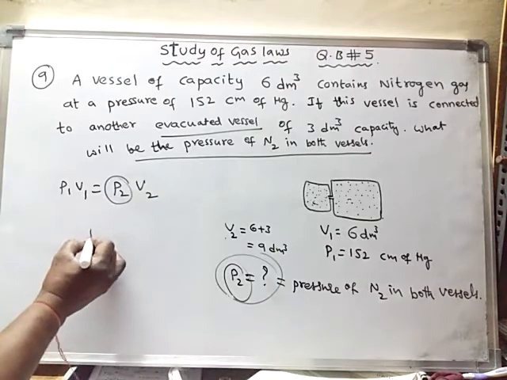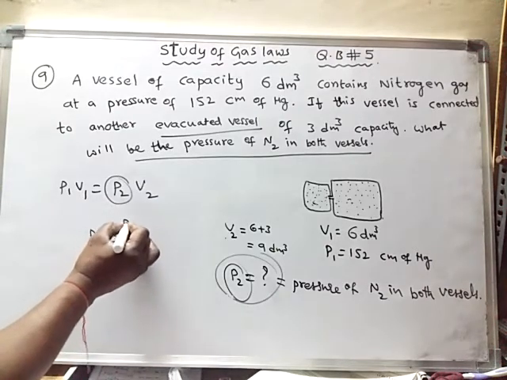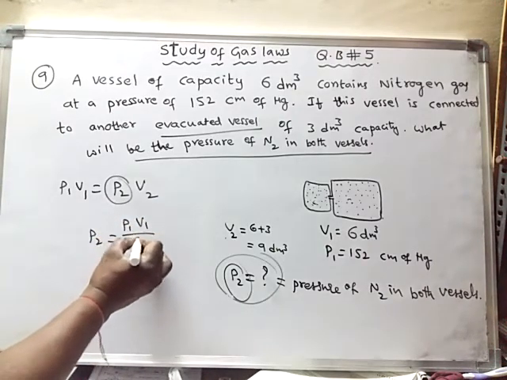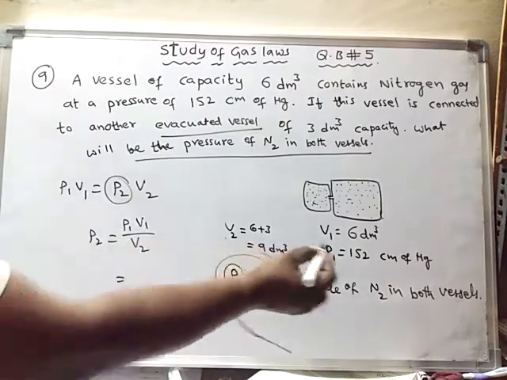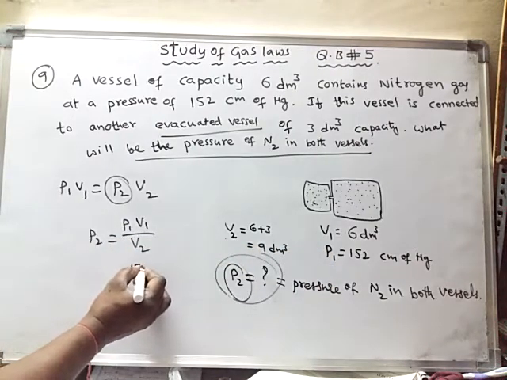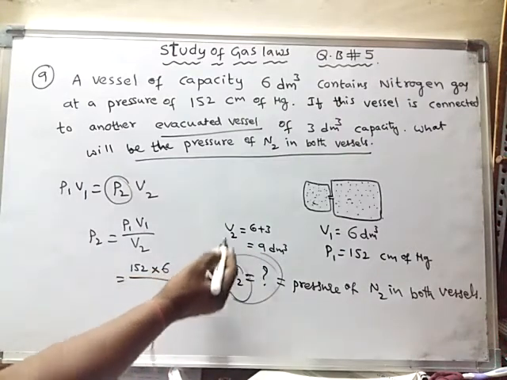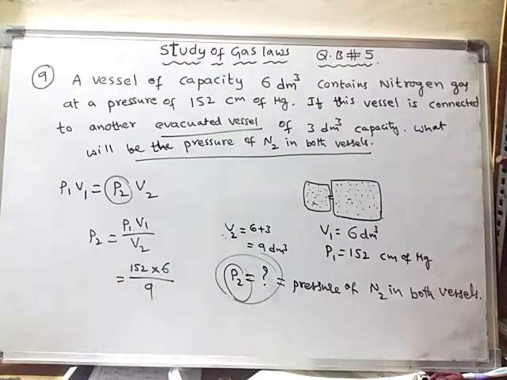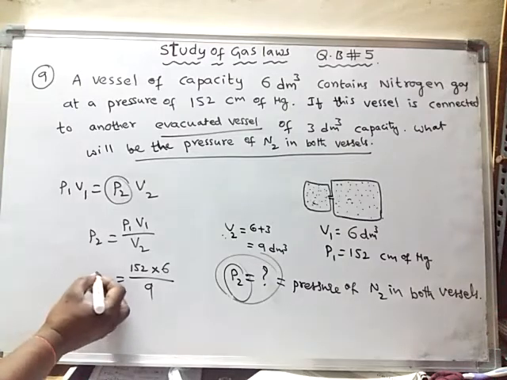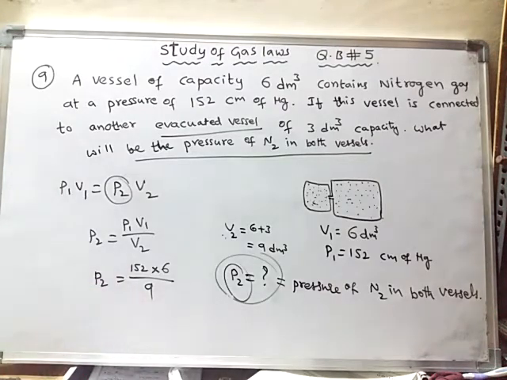So P2 will be equal to P1 V1 by V2. What is P1? P1 is 152. What is V1? 6. And what is V2? V2 is nothing but 9. So we will get the final pressure P2. That final pressure is nothing but the pressure of nitrogen in both the vessels.